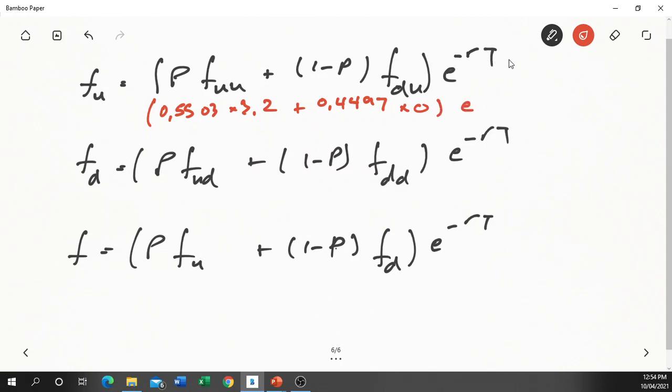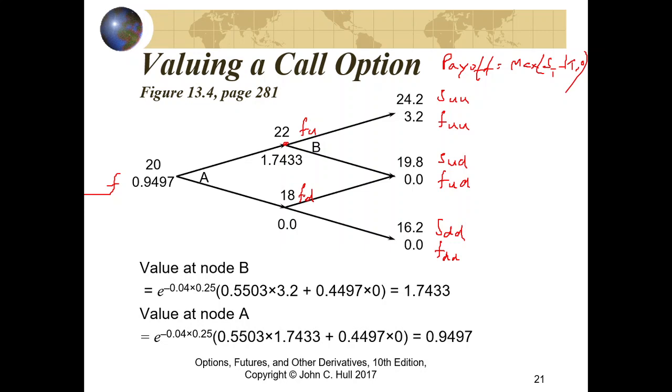Now when we are discounting, it is important that we remember that we only discount for one step, so we are not discounting for the whole T, the time to expiration of the option. That's why when we are using 2 steps or more, we don't use T, we multiply by delta t, and delta t is basically how much time each step represents. Okay, so since each step represents 3 months, we have 0.04 times 0.25, and that will give us 1.7433. For FD, since we're multiplying P and 1 minus P by 0, it will also equal 0.